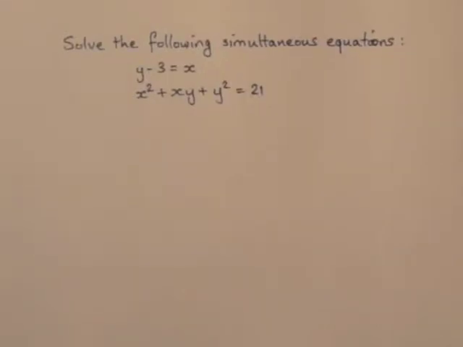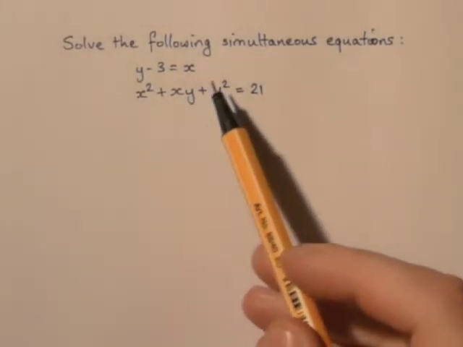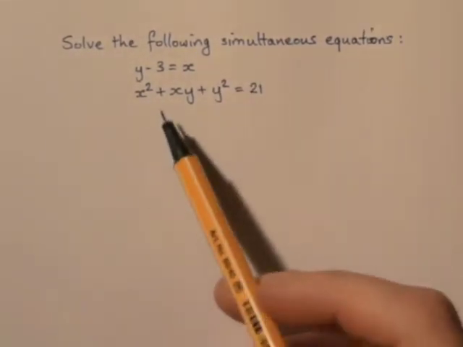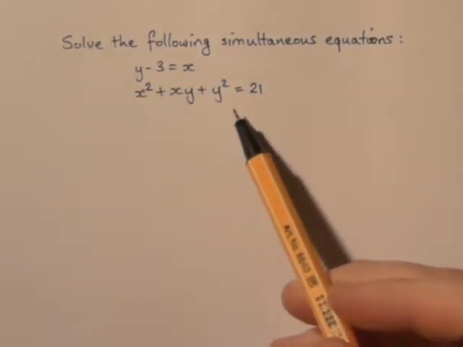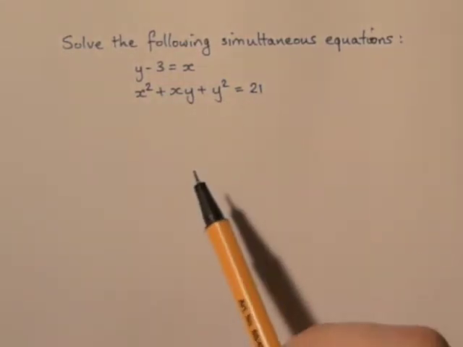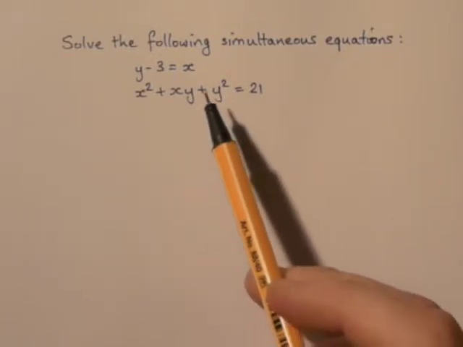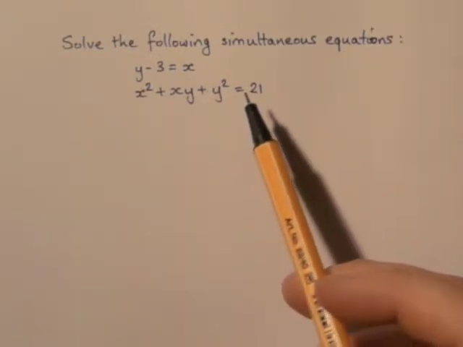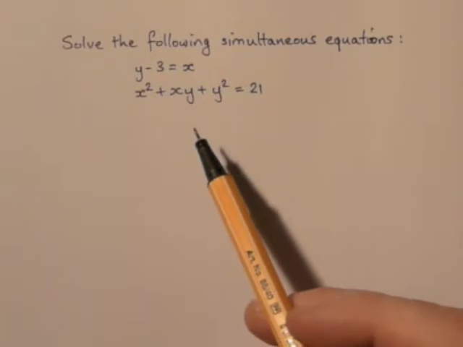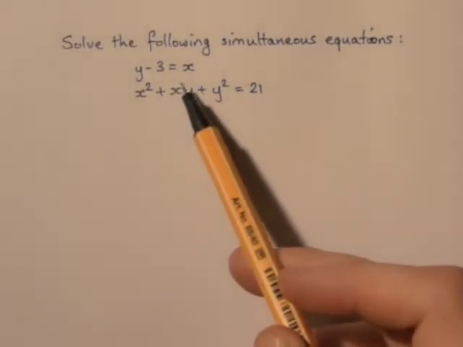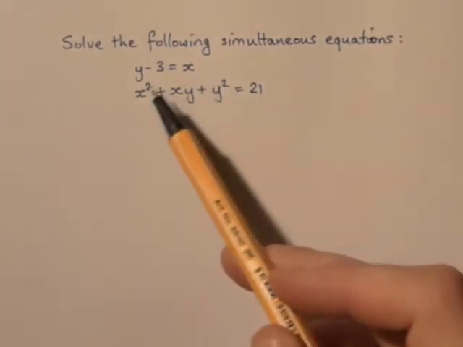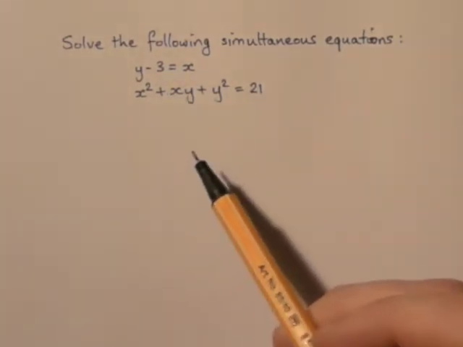Okay, the question says, solve the following simultaneous equations. y minus 3 equals x, and x squared plus xy plus y squared equals 21. So to solve them simultaneously, that means find one or more pairs of xy values which will satisfy both the first equation and the second equation.